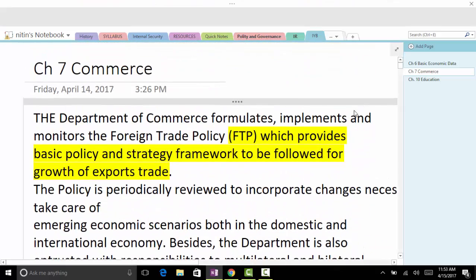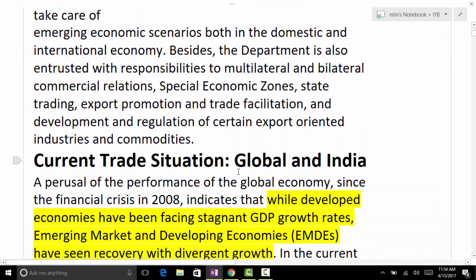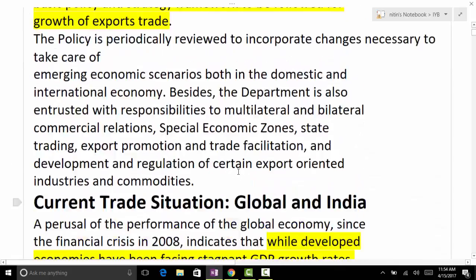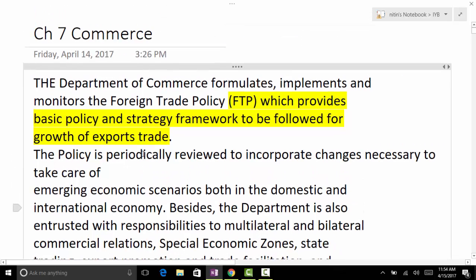So we try to see our foreign policy, foreign trade policy basically. Trade and commerce. So commerce is a chapter. Now the initial part, just for understanding, you can read what this Department of Commerce does, and it is monitoring this foreign trade policy, Department of Commerce, under the Ministry of Commerce and Industries.